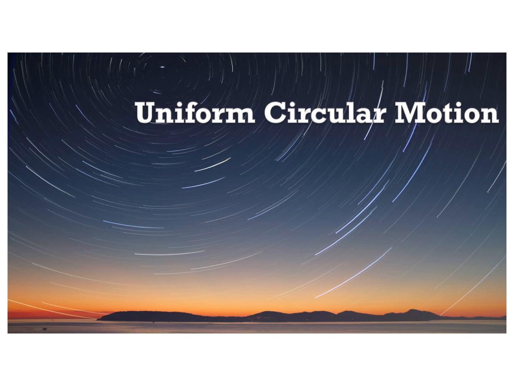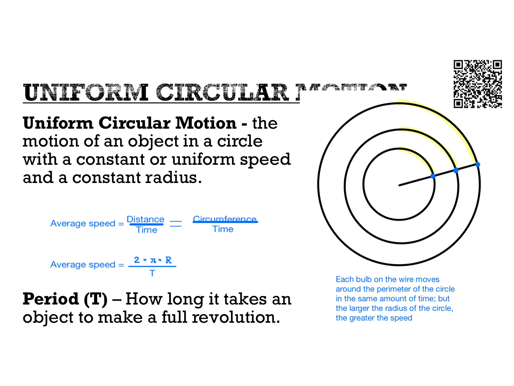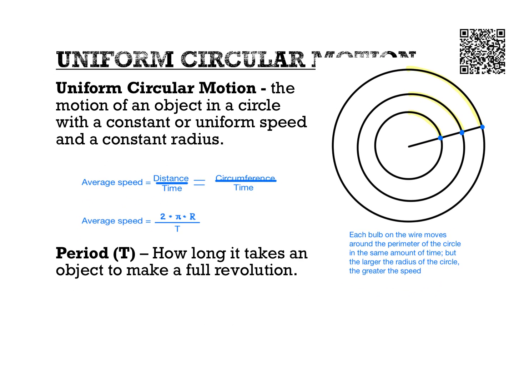Uniform circular motion now. What do we know? We know uniform circular motion is the motion of an object in a circle with a constant uniform speed. That means a uniform speed; it's not varying. Uniform circular motion is not uniform unless it's at a constant speed. If the speed varies, then we're in a whole different realm, all right? And at a constant radius, it can't be going in or out. So things we need to know is that for uniform circular motion, of course, we've got an average speed, which is distance over time.